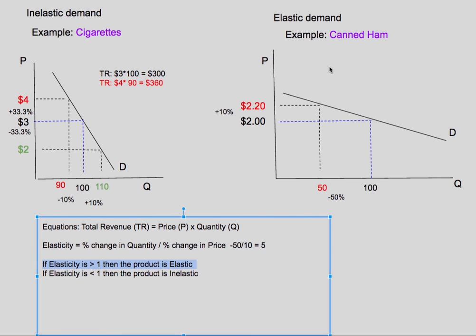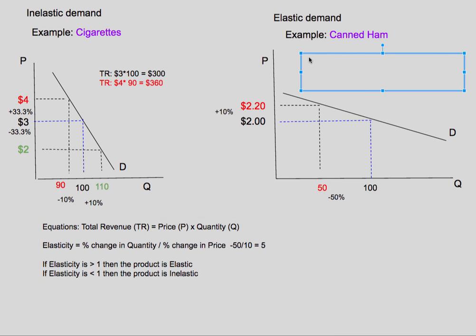So we have to calculate total revenue. Again, the first total revenue was $2 times 100, equals $200. Now when we raise the price to 2.20 times 50 equals 110.